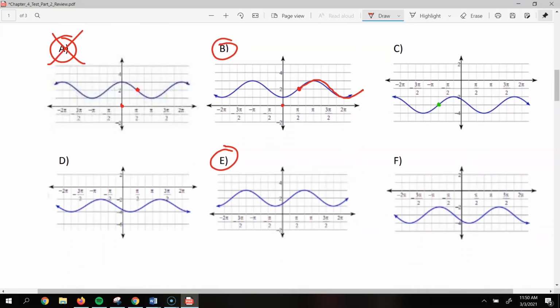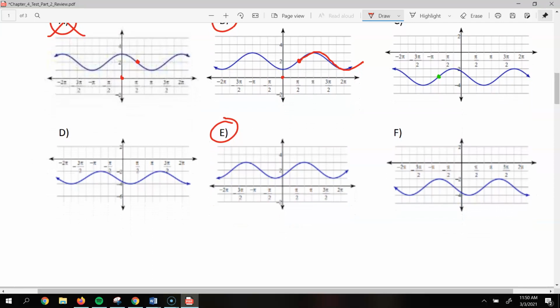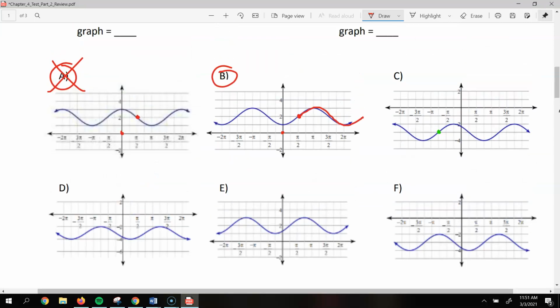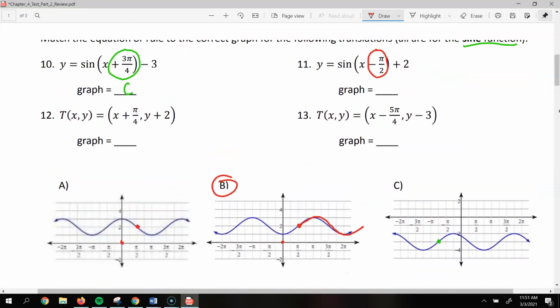Let's just double check and see if there's anything I could have done wrong where E would be my answer. So if we go to the right pi over 2 units, nope, it's not going to be a starting point there. So that is not it either. Okay, so now I know that my correct answer has to be B.